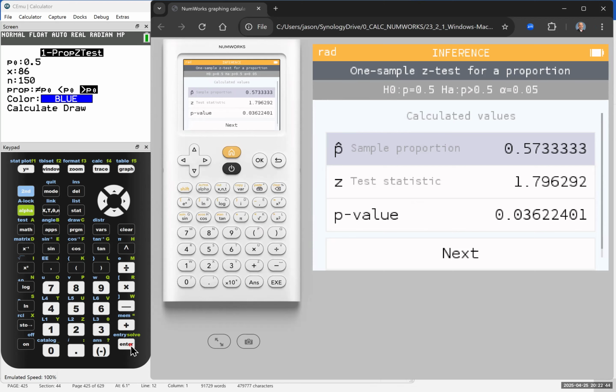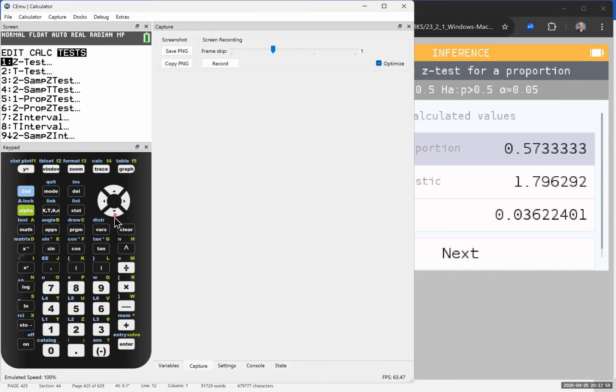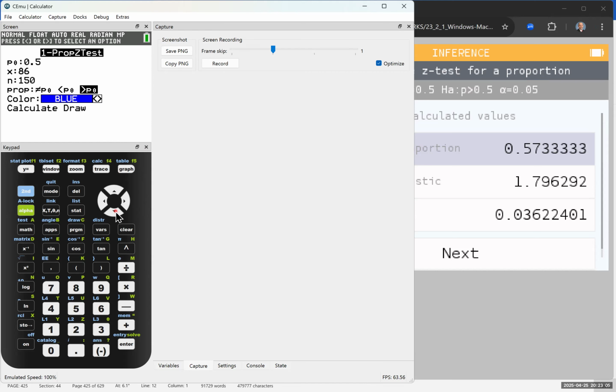So let's come over here to the... what did I do? Did I hit quit? Sorry about that. Let's see, I don't know what I did. Let's go back. Okay, everything is still in place. So let me go down to calculate, hit enter. All right, so we got a z-test statistic of 1.796 and a p-value of 0.036.